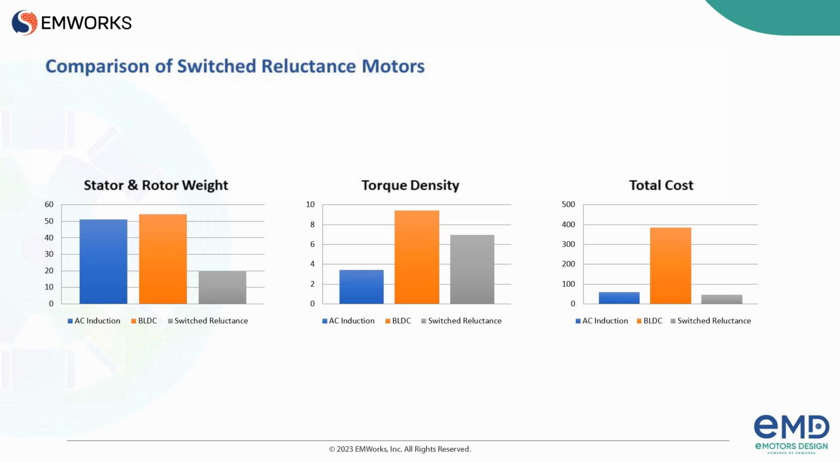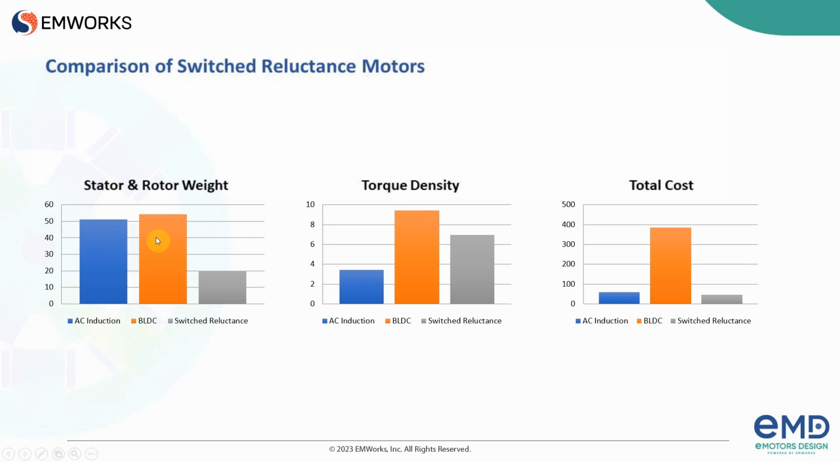To have an insight into these motors, let's compare SRMs with two popular motors in the industry, induction machines and BLDCs. We choose three criteria to compare these motors: stator and rotor weight, torque density, and total cost. As we can see, the brushless DC motors and induction motors have much higher weight in comparison with switch reluctance. The switch reluctance motor doesn't have any copper or permanent magnets, so the weight is much less than these two motors.